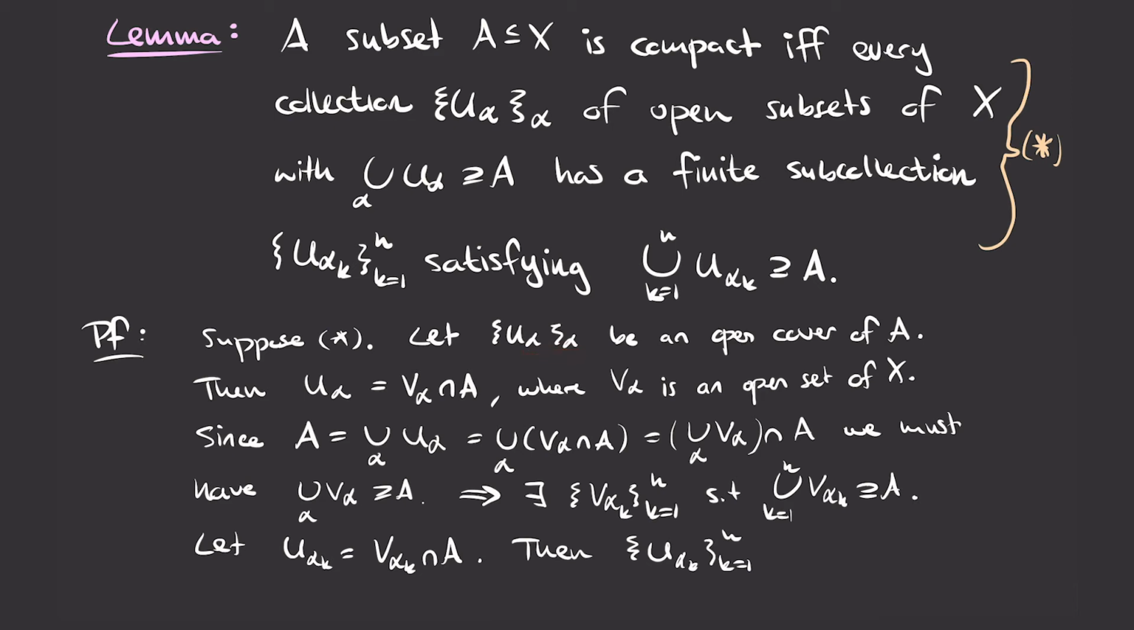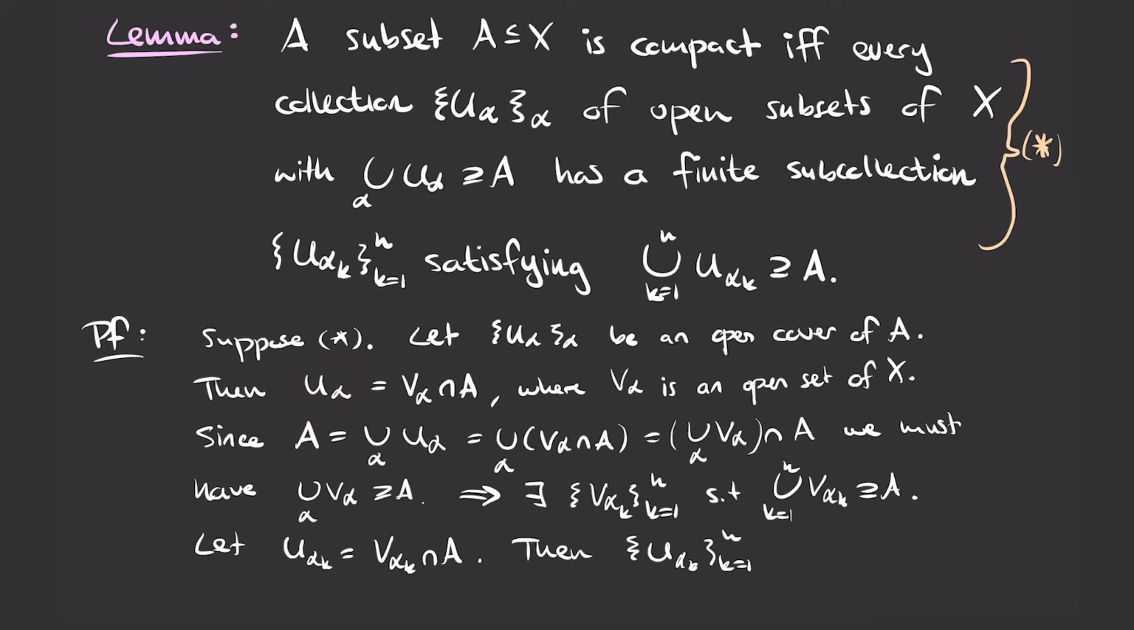The first thing we need to check is that these U alpha K actually are a subcollection of this original collection. But this is the case because each of these U alpha K is some V alpha K intersected with A, and the V alpha Ks are a subcollection of the V alphas, so the U alpha Ks are also going to be a subcollection of the U alphas.